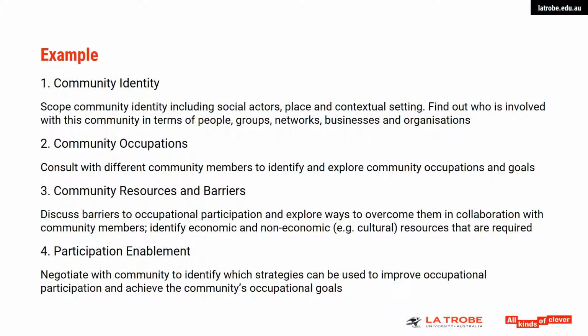In the third component, community resources and barriers, you might discuss barriers to occupational participation with community and explore ways to overcome them in collaboration with different community members. You would identify economic and non-economic resources that are required by the community to participate in their occupation of choice. In the fourth component, participation enablement, you might negotiate with the community to identify which strategies could be used to improve their occupational participation and to help them achieve the community's occupational goals.